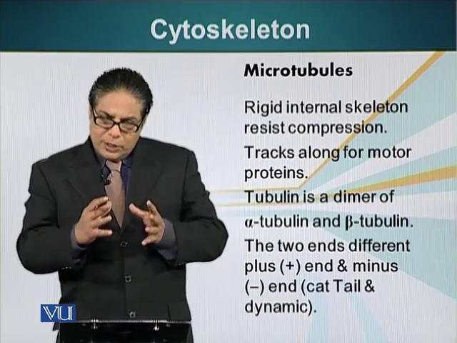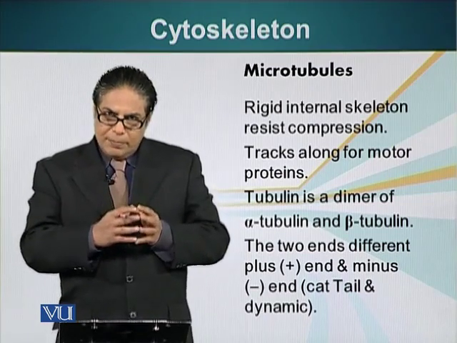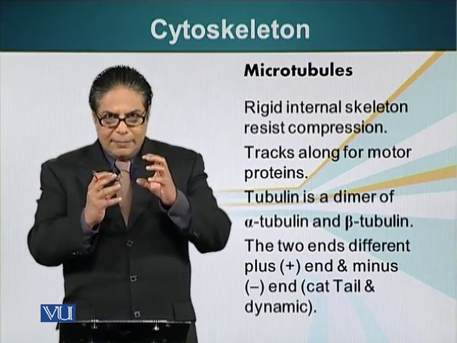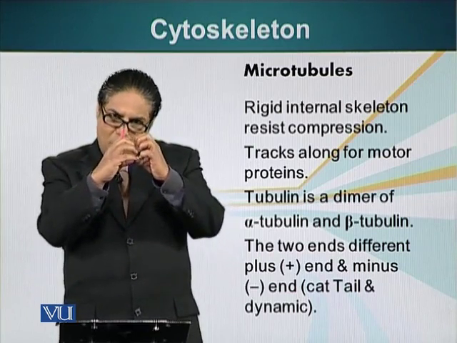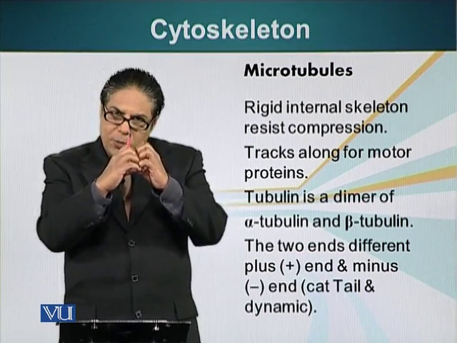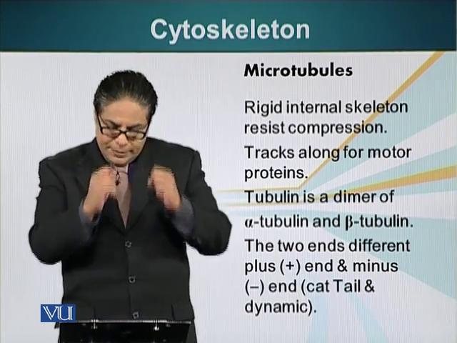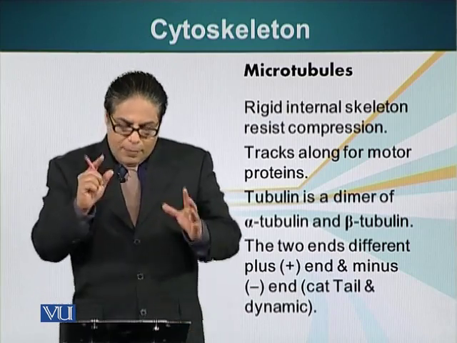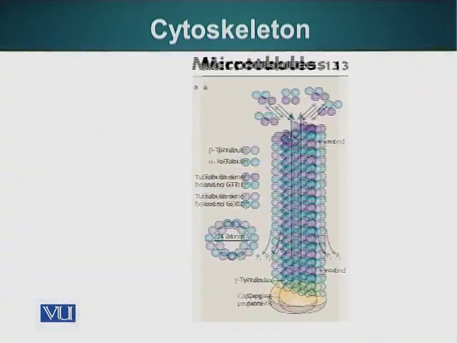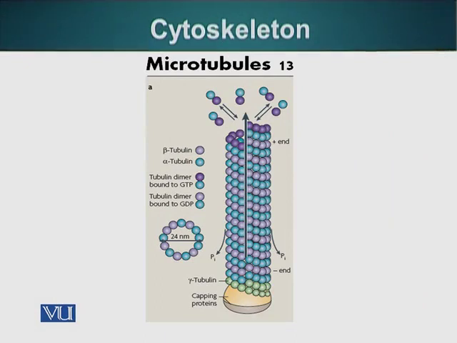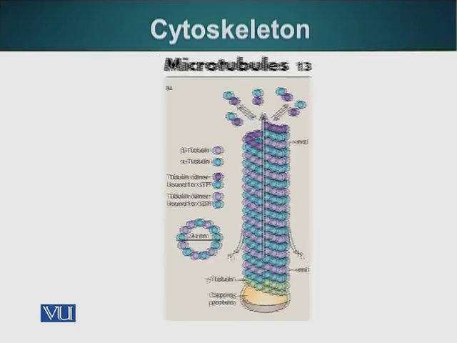Microtubules are made of subunits of alpha and beta tubulin. There are two molecules, alpha and beta tubulin. They come together and form one monomer. So one tubulin monomer is made up of alpha and beta tubulin subunits. The microtubules are linear structures. The two ends of the microtubules are different. One end of the microtubule is called the plus end, and the other end is called the minus end.